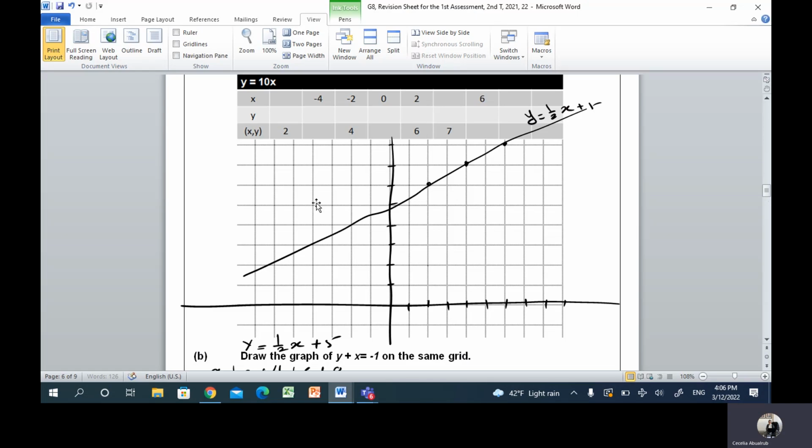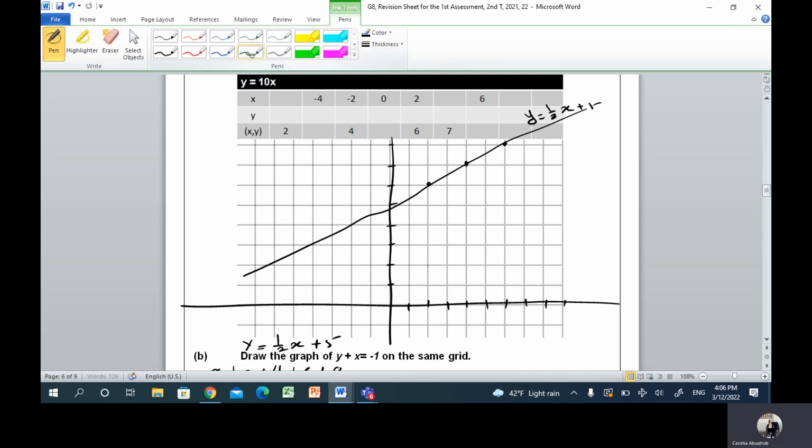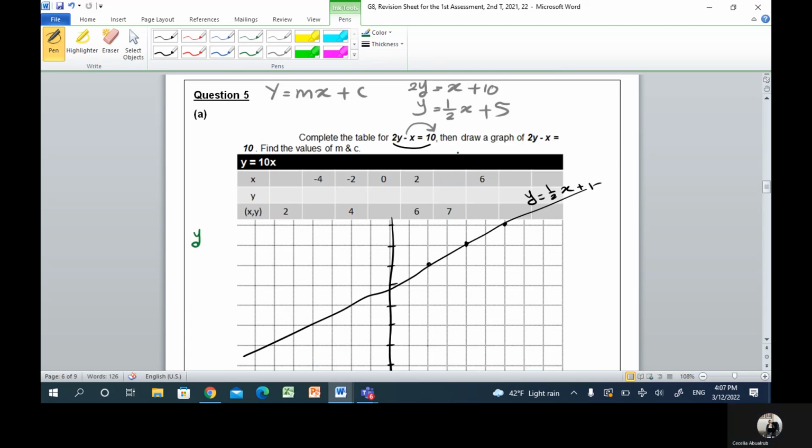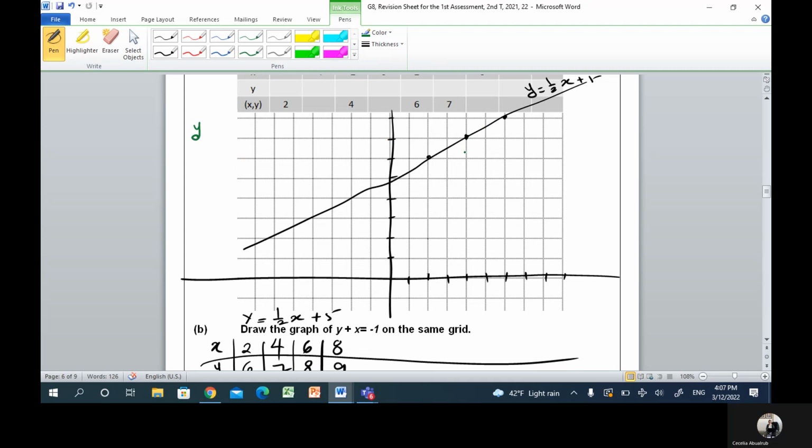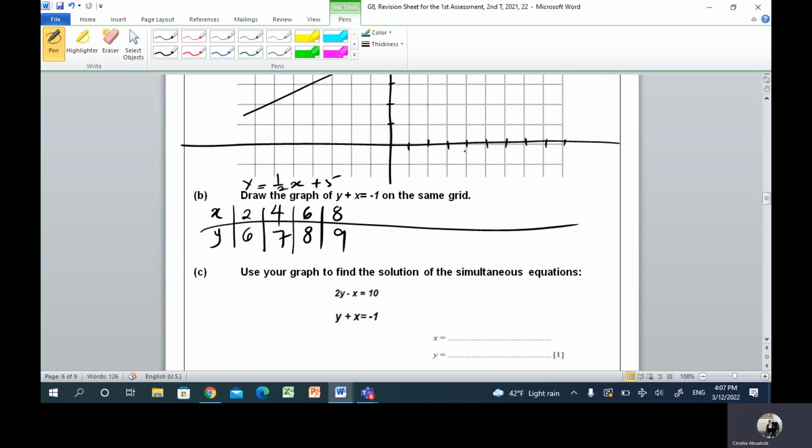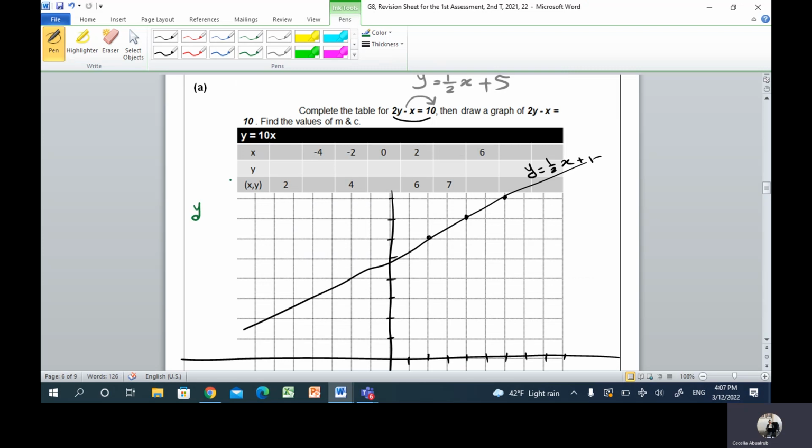All right, let me show you how you do that. Let's say that the equation is, sorry, there is one mistake here. This one is not y is equal to 10x. So the equation here that we have, which is this one, is y is equal to half of x plus 5.